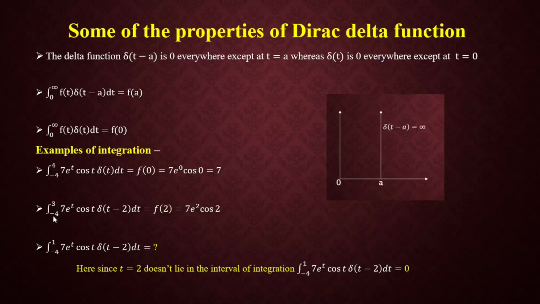Now next one, the integral from -4 to 3 of 7 e^t cos t δ(t - 2) dt. Here a is 2, right? So f(2). Therefore 7 e^2 cos 2. Now the next one is the integral from -4 to 1 of 7 e^t cos t δ(t - 2) dt. Now here we have a equal to 2. Now look at the limits. Here in the interval, we don't have 2, right? So, since t = 2 doesn't lie in the interval of integration, we have this integral equal to 0.